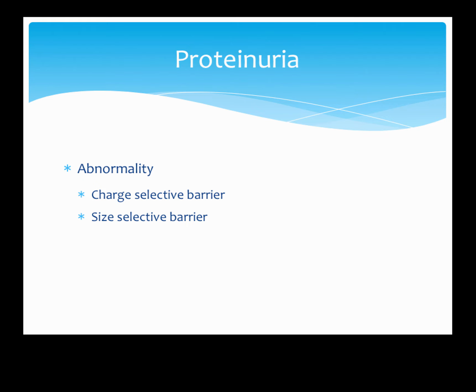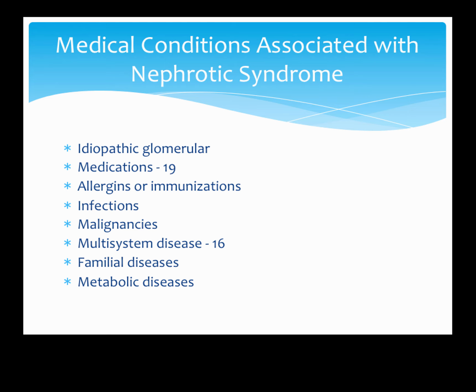In a recent textbook of medicine, at least 19 different medications were listed as causing nephrotic syndrome. Frequently, patients who are atopic and have allergies will also develop nephrotic syndrome. Many infections are associated with this problem, along with malignancies. There are a number of multisystemic diseases, in particular systemic lupus erythematosus, that present with nephrotic syndrome. And at the end of this presentation, I'll talk about two metabolic diseases that particularly present with nephrotic syndrome.